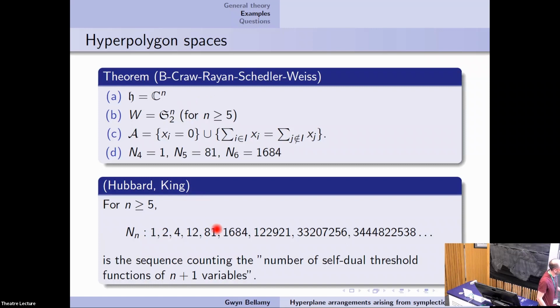Okay, I can't answer any questions on this. I tried to find even the definition of this thing, and I just cannot find it. So apparently it's counting something to do with Boolean algebra. So I guess the computer scientists know it. The number of self-dual threshold functions. And King apparently can prove that this sequence really is counting these complements to the hyperplane arrangement. So yeah.